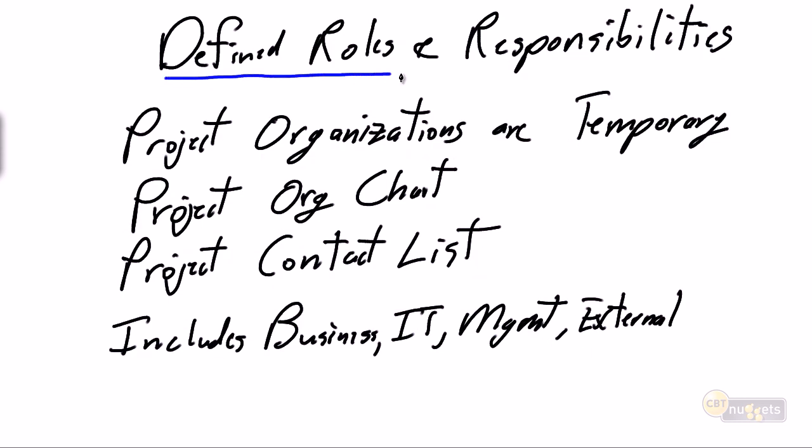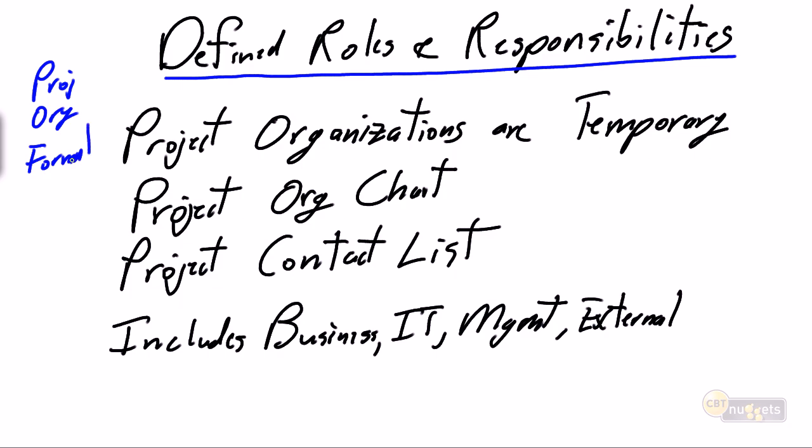The next principle is defined roles and responsibilities. Again, a message you've already heard. Prince2 believes that project organizations are formal, need to be well defined, need to be communicated, need to be visible. And project organizations are very, very different than corporate organizations. You can't simply take your corporation org chart that says, here is the president, here are all the VPs, here are all of the directors, and this is my project organization, because that's not our project organization.